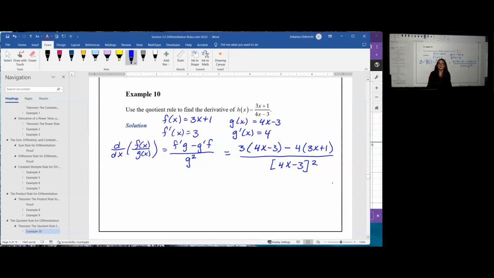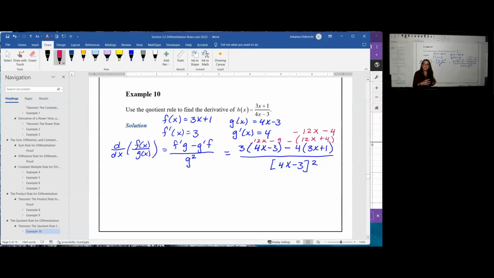Now, most of the time when we're working with derivatives, it doesn't do us any good to multiply out the denominator part. On occasion it does, but most of the time you can leave that squared. You do need to clean up the numerator though. If you've left enough space, you could work it directly above and write that this gives me 12x minus 9 minus, and then in parentheses, 12x plus 4, which becomes minus 12x minus 4.